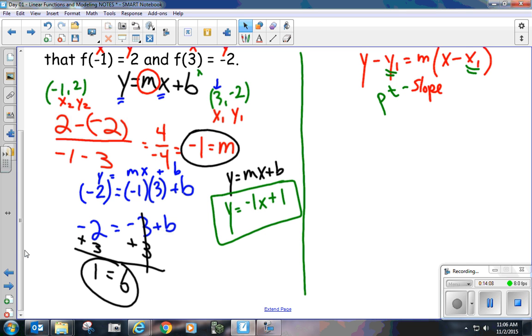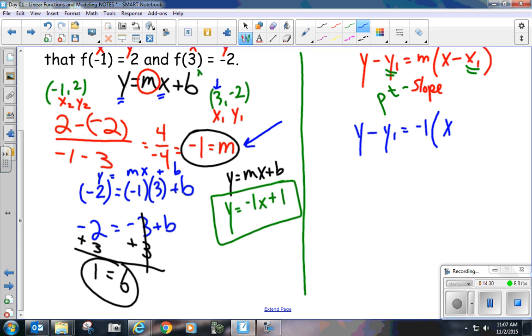But what about this point slope right here? I'm just going to show you this quickly. Do you want to write it down or not? You can do this and you'll be fine. Our slope is negative 1, right? So I've got y minus y1 equals my negative 1 times x minus x1. Do I need to find an intercept here? No. What do I need? A coordinate. Pick either coordinate. Negative 1, 2. We're going to use negative 1, 2 as our coordinate.